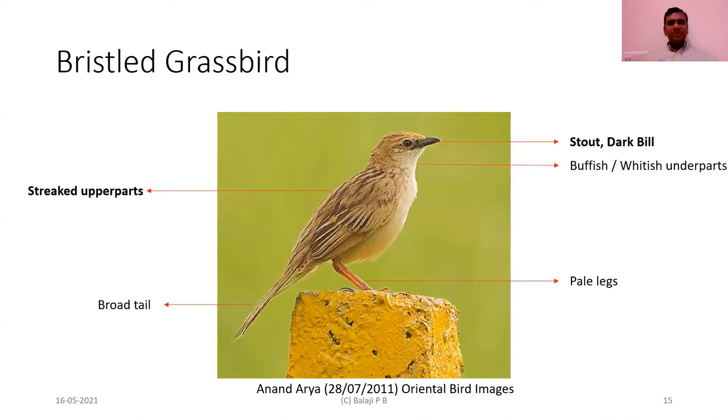Next comes the bristled grass bird. With this bristled grass bird, again, we don't have reports from Coimbatore. There are a few reports from Chennai. It's a winter migrant around Chennai, Kanchipuram, that area.